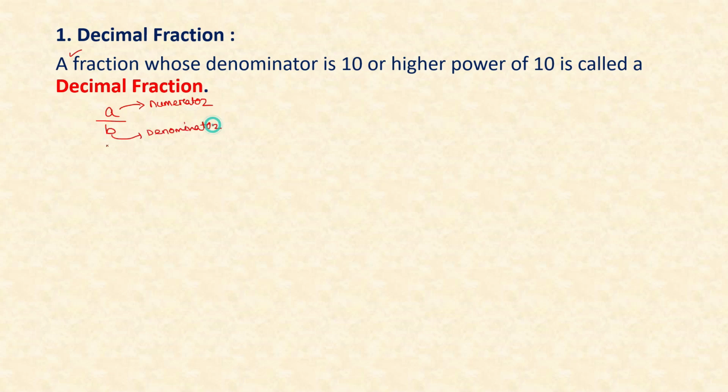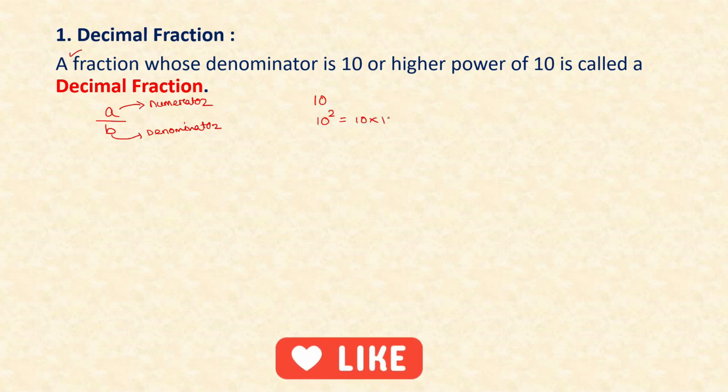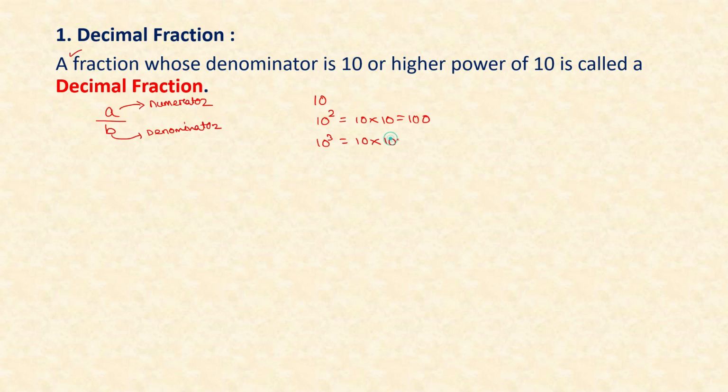As per the definition, if the denominator of a fraction is 10 or a higher power of 10, what do we mean by this? The denominator is either 10 or a higher power of 10, meaning 10 squared, which is 10 into 10, that is 100, or 10 cubed, which is 10 into 10 into 10, that is 1000, or 10 to the power 4. Likewise, we can write any power of 10 as a denominator.